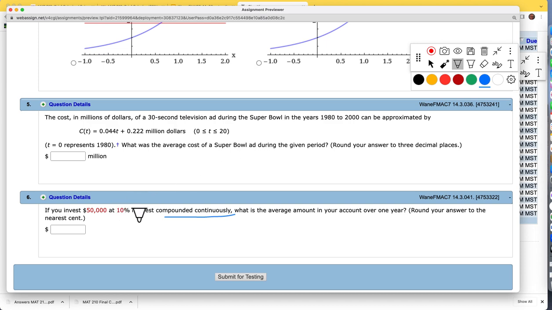And now you're getting 10%, but it's over 1 year, so that's going from 0 to 1. Okay, the average is still 1 over 1. Not a big deal. So work through that.